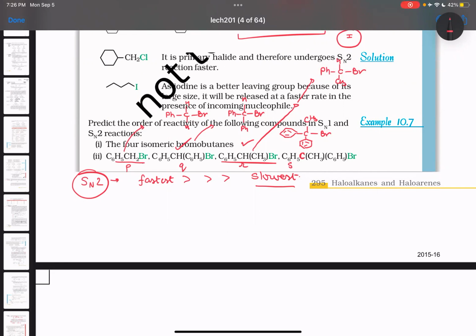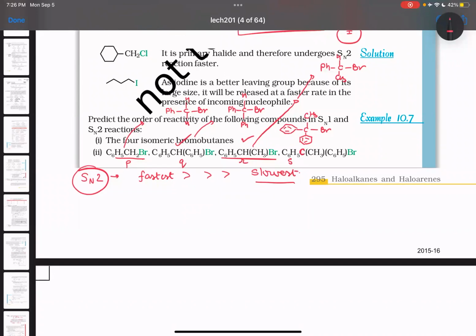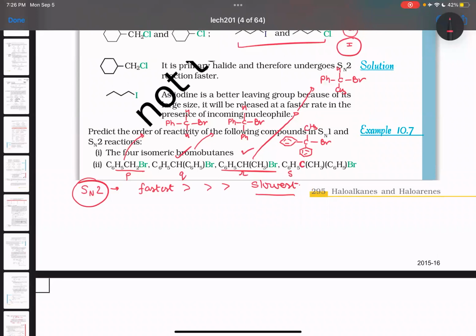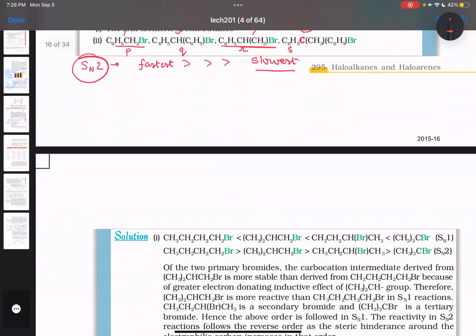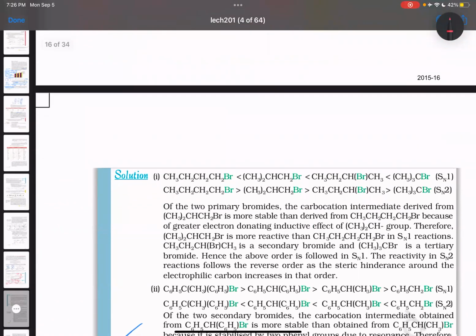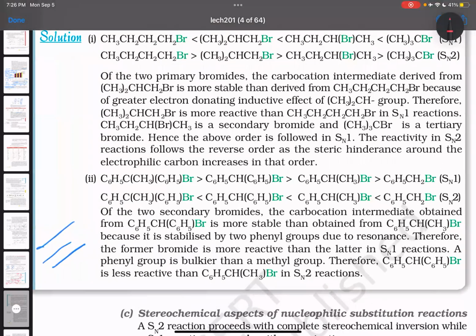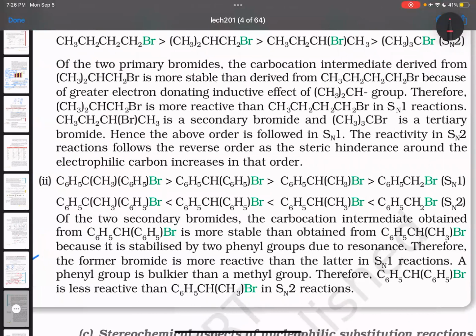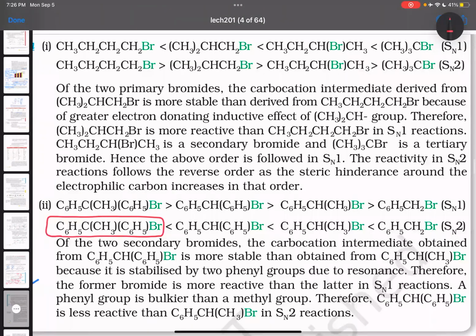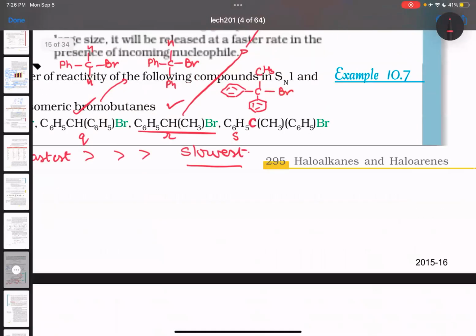Why will it be the slowest? I think so because, uh, double carbon bond and then. Is it the most bulky one? Look here. Is it the most bulky one? I thought so. No, this is the most bulky. Look here. Why is it the most bulky? Why? Look at the structure.